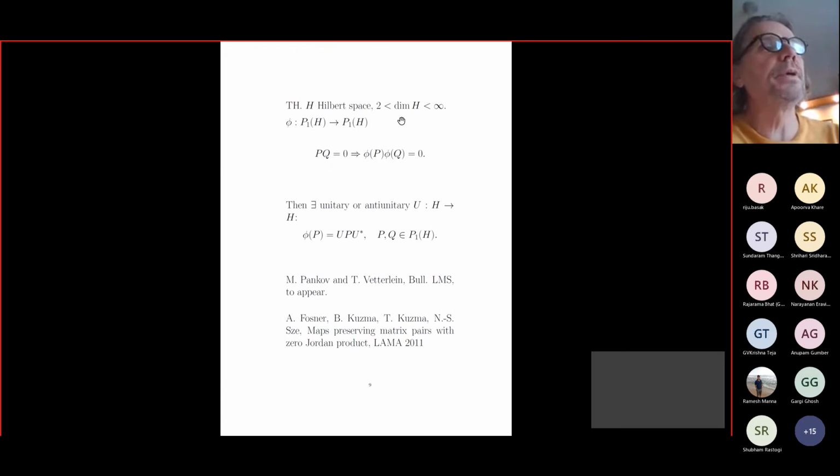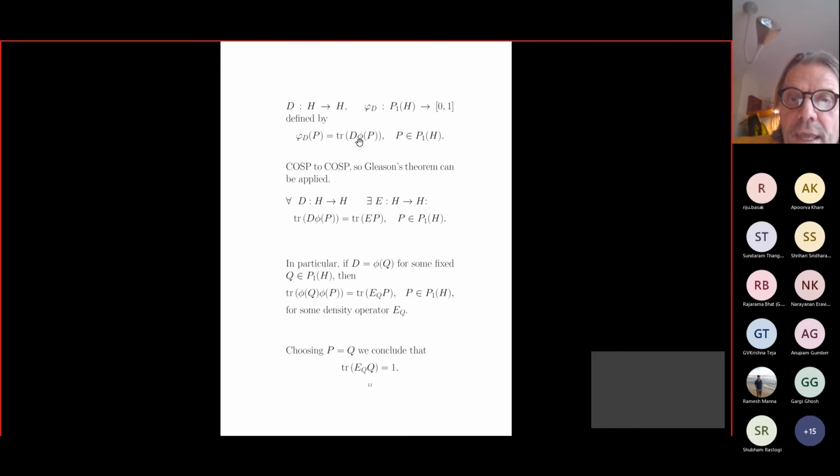What is then a COSP? A COSP is, you take any 7 projections of rank 1 that are orthogonal. This is going to be a complete system of orthogonal projections. Because orthogonality is preserved, it is mapped into 7 orthogonal projections of rank 1, and because the dimension of H is 7, of course, if you have 7 orthogonal projections of rank 1, they form a complete orthonormal system of projections of rank 1. So my map phi sends every COSP to a COSP. So this is a Gleason's function. And so Gleason's theorem can be applied.